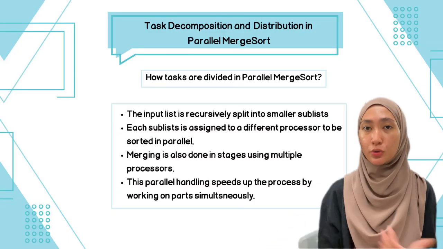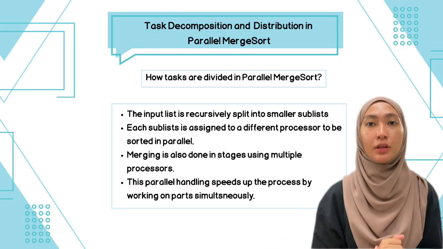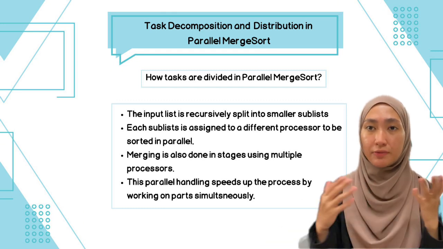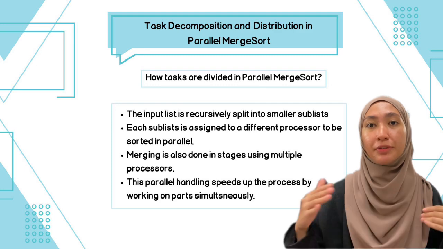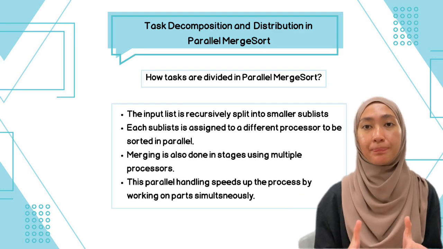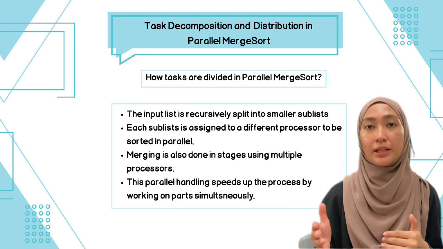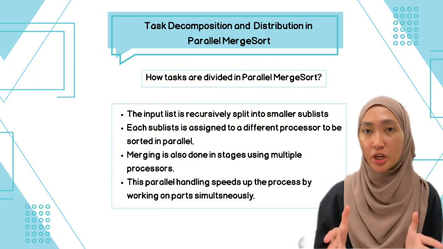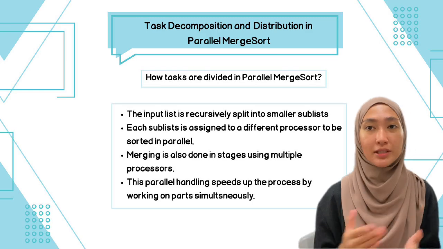Let's move on to task decomposition and distribution in parallel merge sort. In parallel merge sort, the algorithm first breaks the input list into smaller sublists through recursive splitting. These sublists are then distributed to different processes, allowing them to be sorted at the same time. Once sorting is done, the merging process is also done in parallel step by step. This makes the whole process much faster because the workload is shared and done simultaneously instead of one after another.